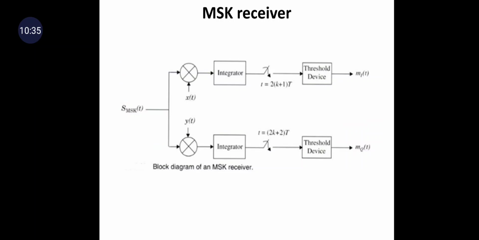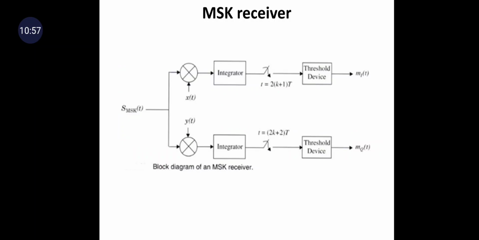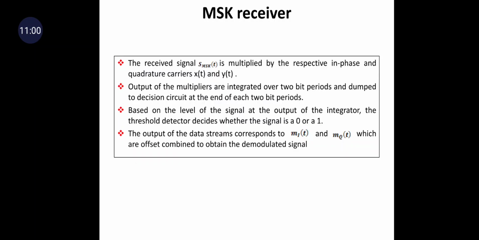So this is the MSK receiver. This block diagram indicates the MSK receiver. Here we have multipliers, integrators, then we have the switch, and finally we have the threshold device. The received signal is multiplied by the respective in-phase and quadrature carriers x of t and y of t. The outputs of the multipliers are then integrated over 2-bit periods and dumped to the decision circuit at the end of each 2-bit period. Based on the level of the signal at the output of the integrator, the threshold detector decides whether the signal is a 0 or a 1. The output data streams correspond to mI of t and mQ of t, which are offset combined to obtain the demodulated signal.